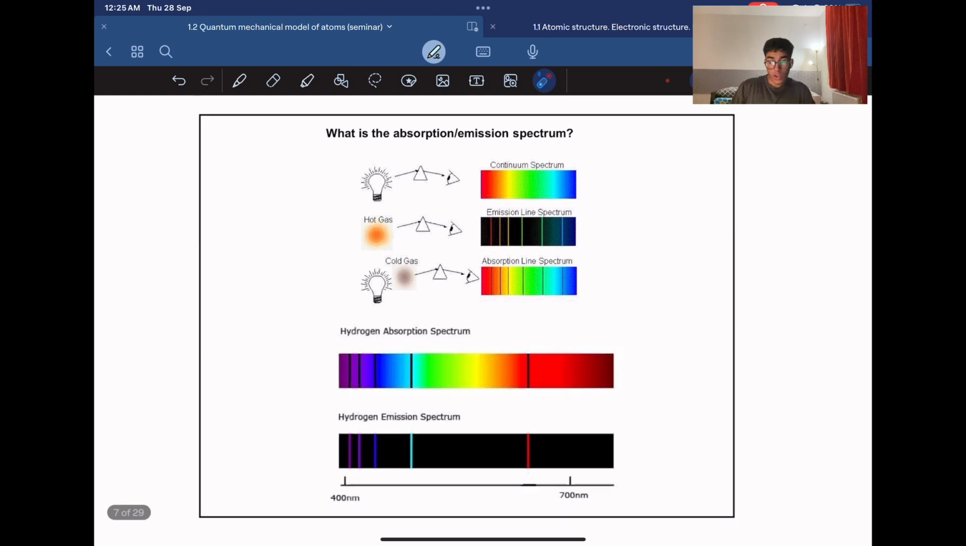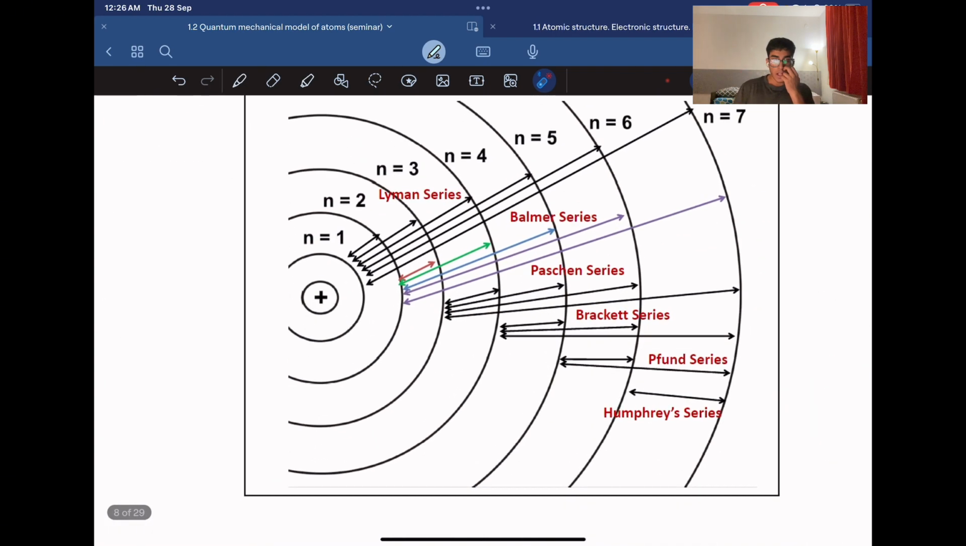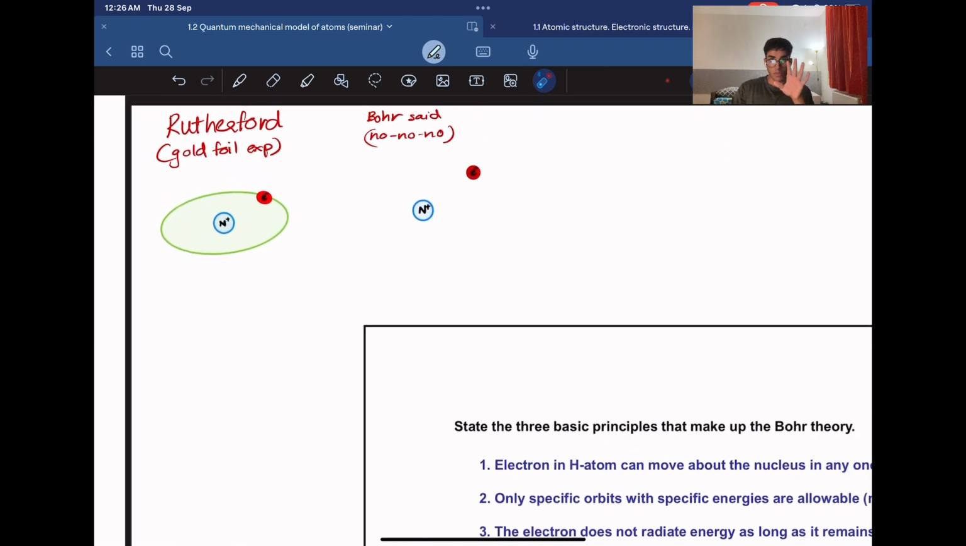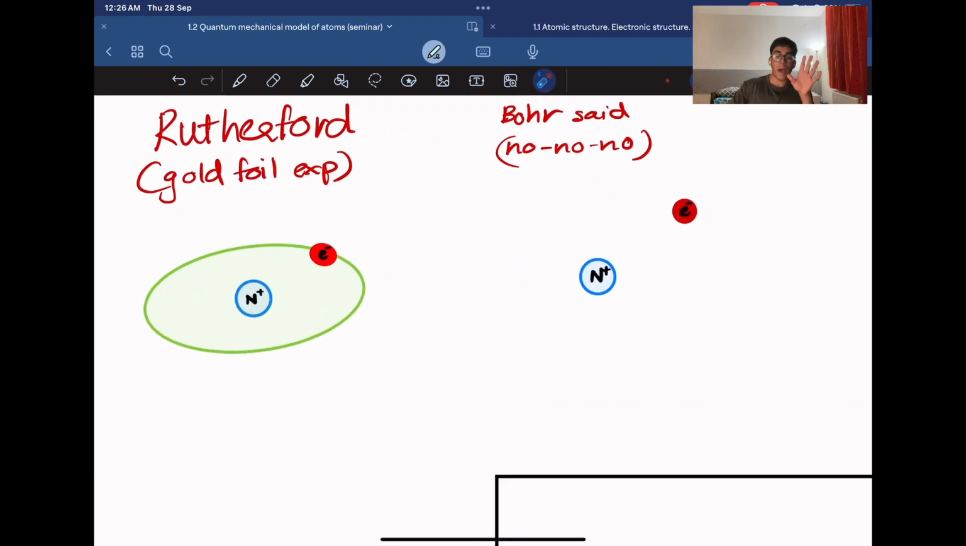Now we're going to come to the absorption spectrum and emission spectrum. Now let's go up front a bit. I'm going to explain the stuff to you, don't worry. Let's go back to Rutherford's model. We know Rutherford's gold foil experiment, what happened.